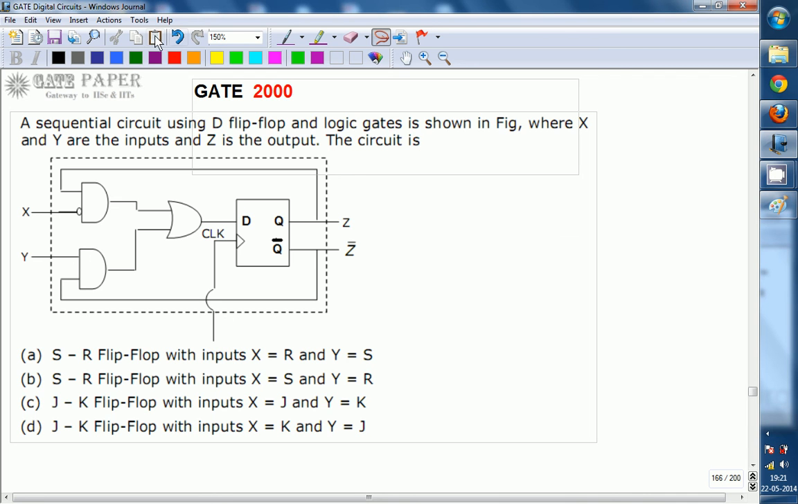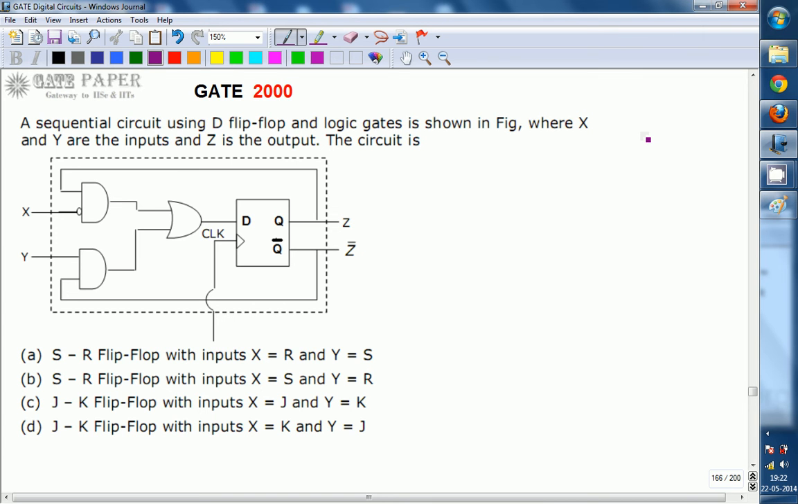Hello, we are discussing the GATE 2000 ECE paper, and this question is related to digital circuits. A sequential circuit using a D flip-flop and logic gates is shown in the figure, where X and Y are inputs, Z is the output. The circuit is A. SR flip-flop with inputs X equal to R, Y equal to S.